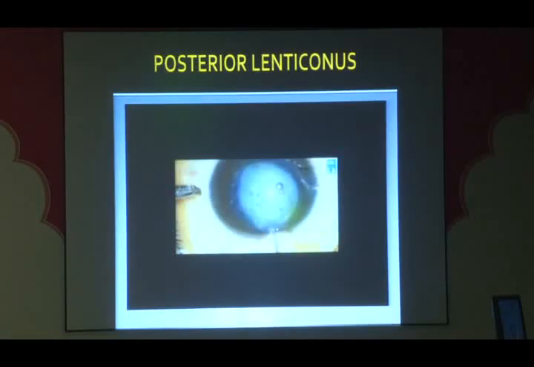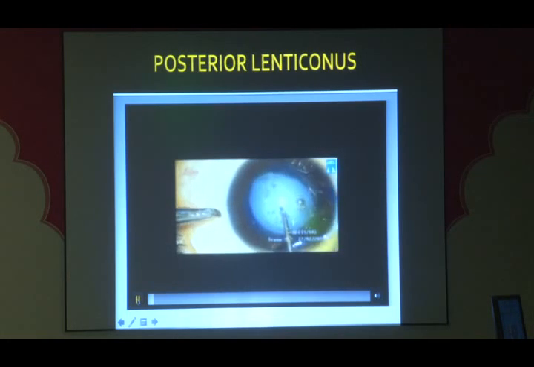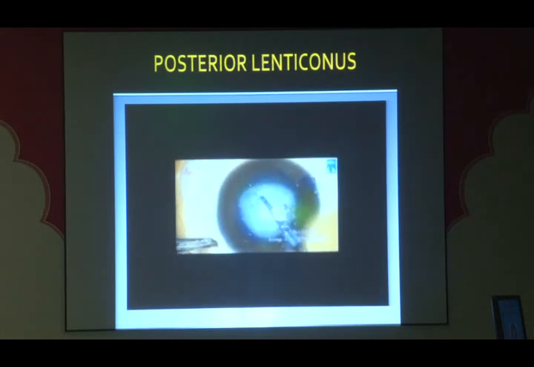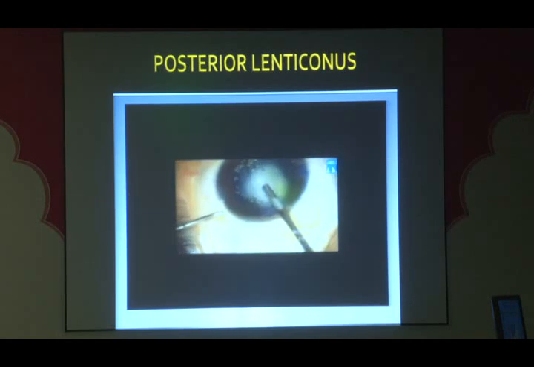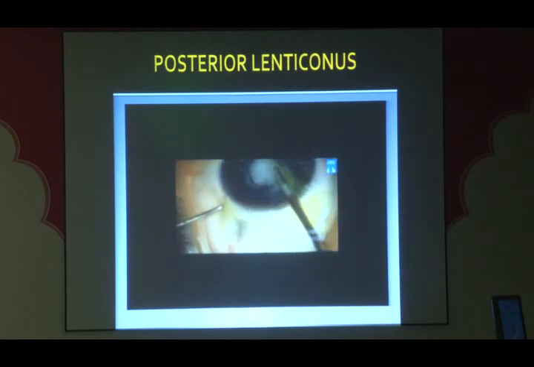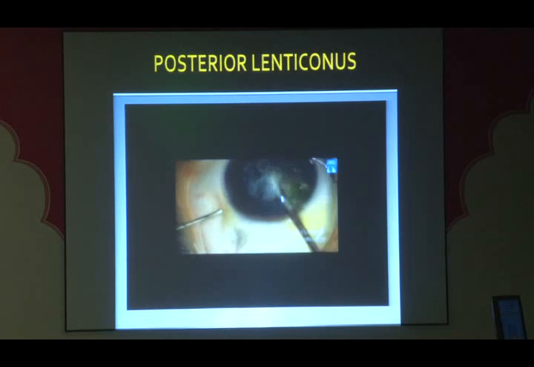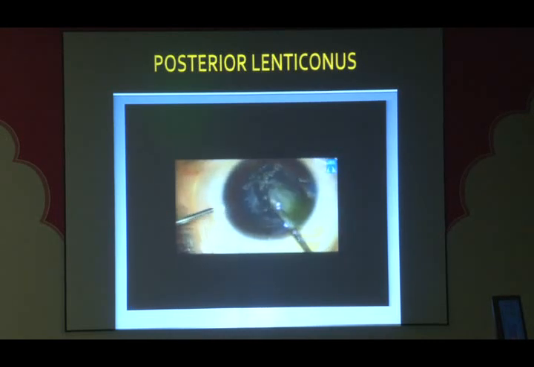Now the next situation will be a posterior lenticonus, which most of the time, if you have a total cataract, you will completely miss. So you really don't know what you have inside a total cataract. So unless otherwise specified, you will treat this as a posterior capsular dehiscence with posterior lenticonus. And you don't do hydrodissections in such cases.